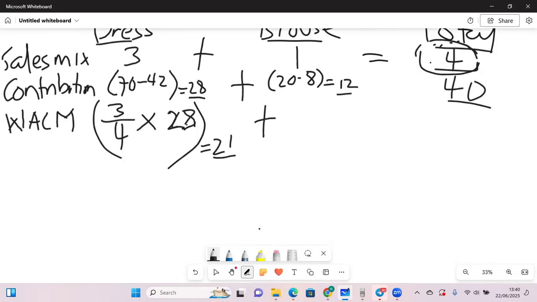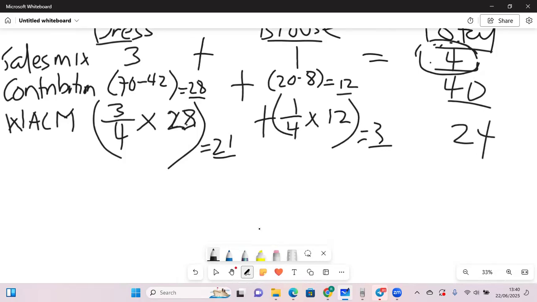Now, plus, we do the same thing for this: 1/4 times 12 contribution. And this is going to give us 3. Now, our total weighted average contribution margin is 21 plus 3, giving us 24. So now you get it. Weighted average contribution margin is just the sales mix, the proportion, times their contribution respectively. So simple, straightforward.